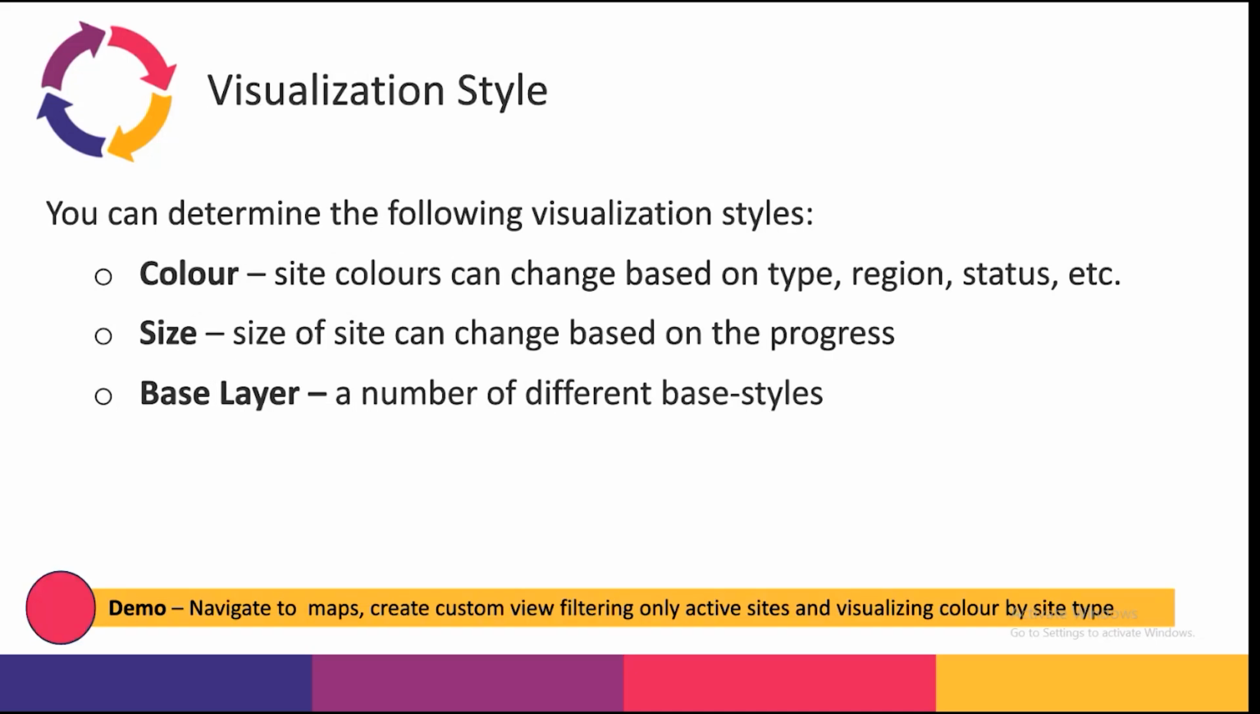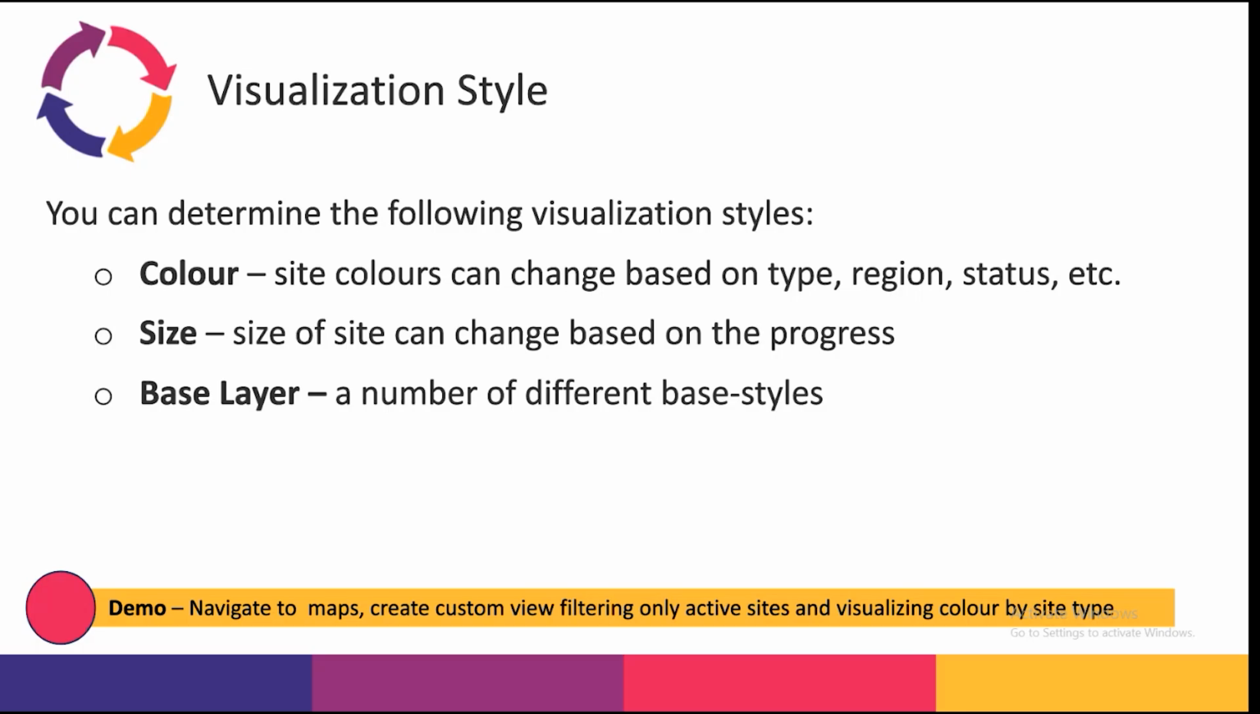So some visualization styles also exist in the mapping feature on site. You can determine some of these styles. So site colors can change based on different types, regions. The size of the site can change based on progress, mission, that kind of thing. And you can have a number of pre-existing base styles of the map.